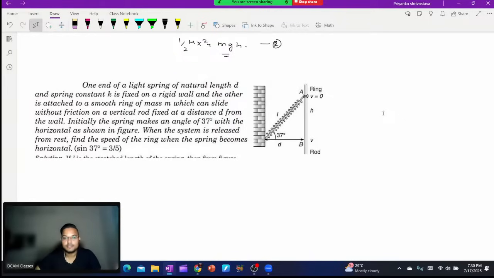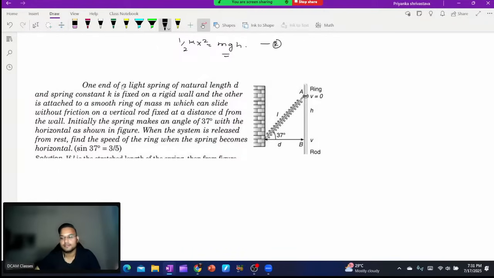See, you think this diagram is complicated, so it will be difficult. See what the question is. One end of a light spring of natural length d. This spring has natural length d, right? Spring constant k.